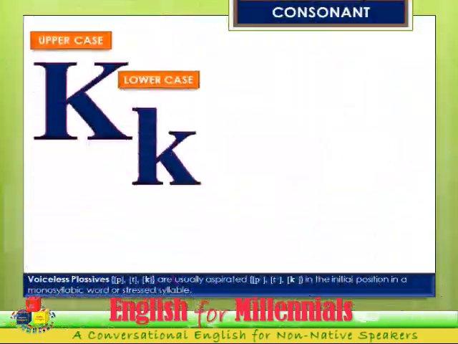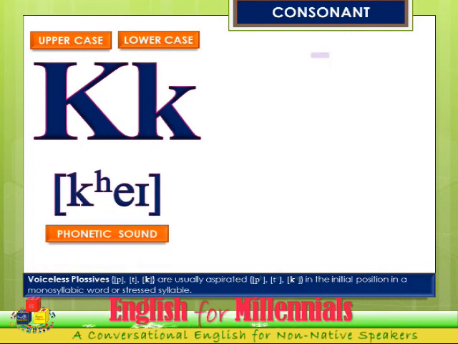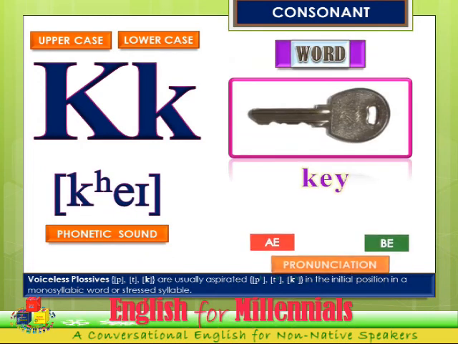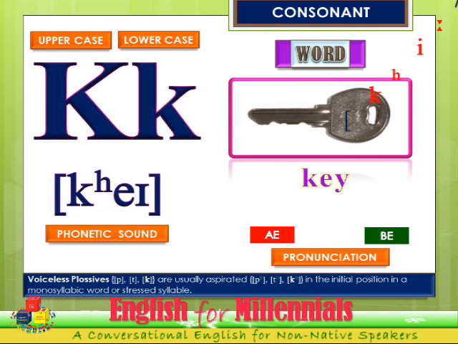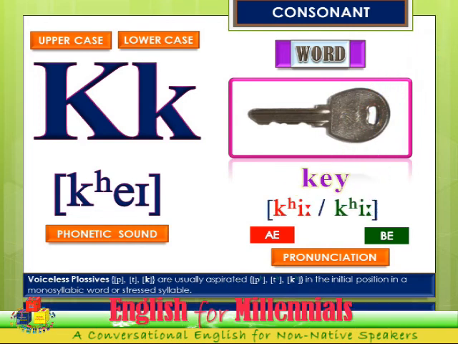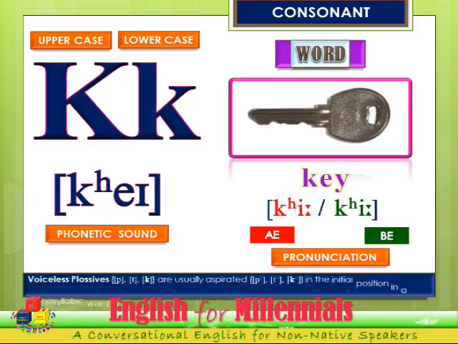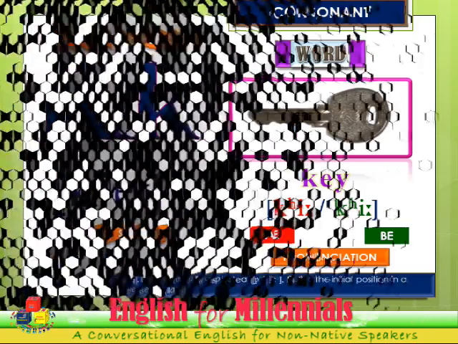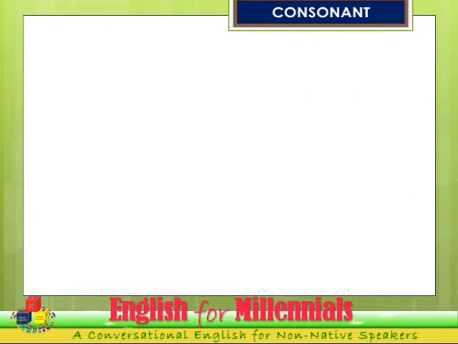K. Key. K is a voiceless plosive and it is usually aspirated in the initial position of a monosyllabic word or stressed syllable.